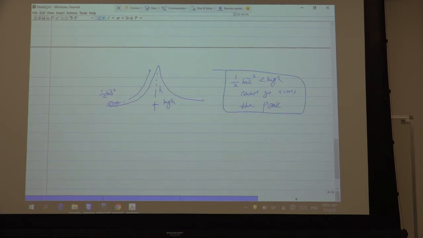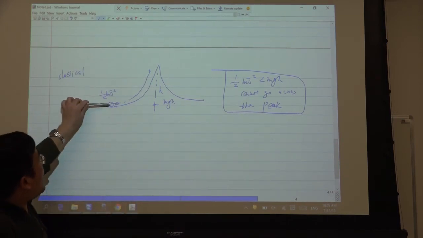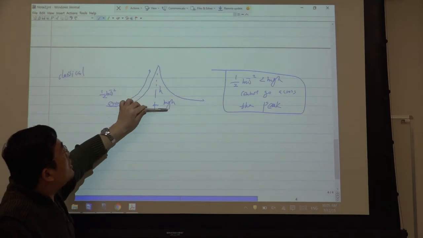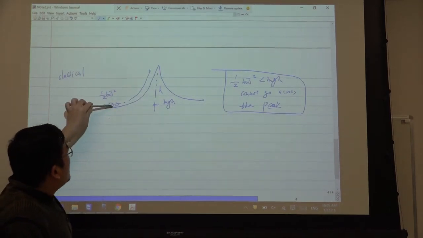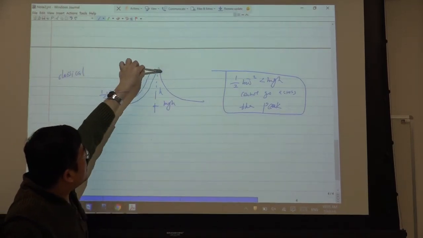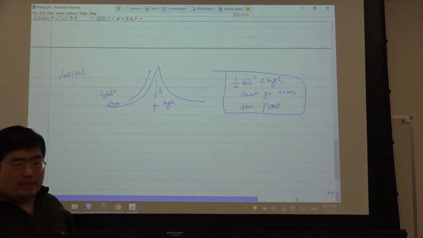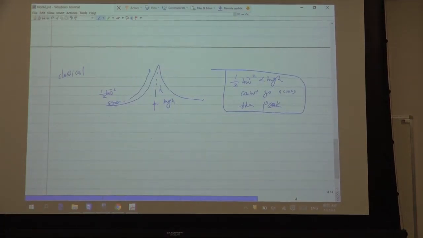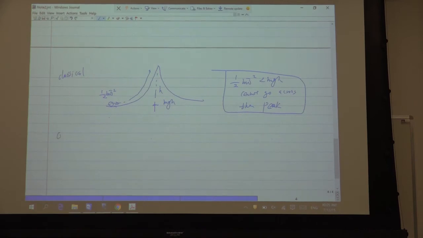This is a fully classical picture. The classical picture says that if the kinetic energy is not high enough compared to mgh, the potential energy, then the sphere cannot go across its peak. But the quantum picture is different.